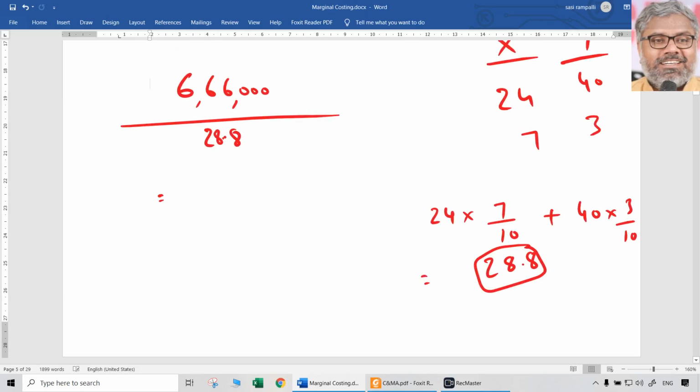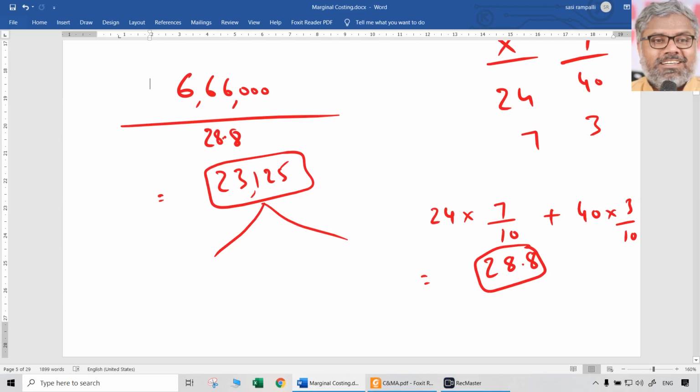28.8. So now the numerator is 6,66,000, the fixed cost for the entire factory, divided by 28.8, the composite contribution, which gives 23,125 units. Units of what? Again we don't know, because the denominator is not about only one type of product, it is about two types of products. So 23,125 also will not show us anything. Then again we have to distribute them in the ratio of 7:3.